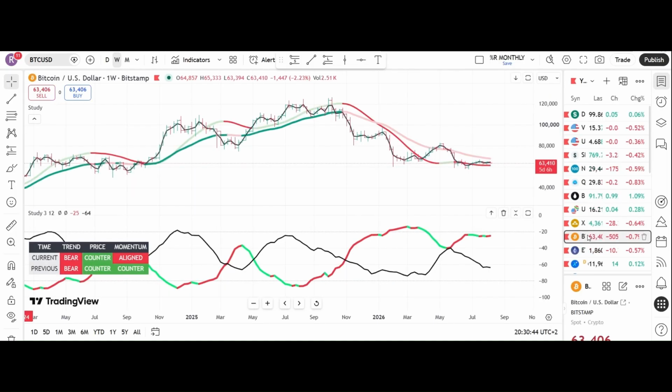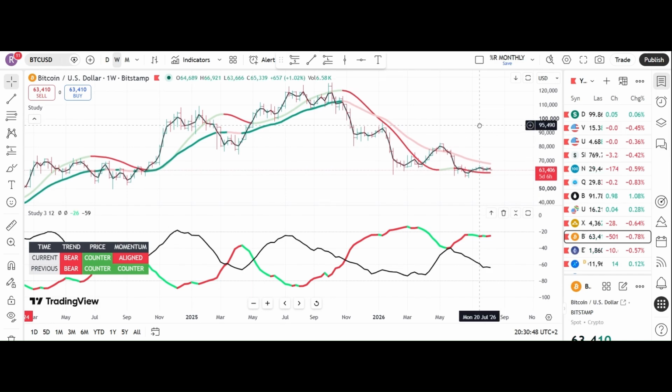And then we look at Bitcoin. Bit of a mixed picture in Bitcoin because even though there is still this bearish trend, we see a counter trend in price, but the momentum is still aligned with the bearish move. Bitcoin is basically forming kind of a base here in this area.